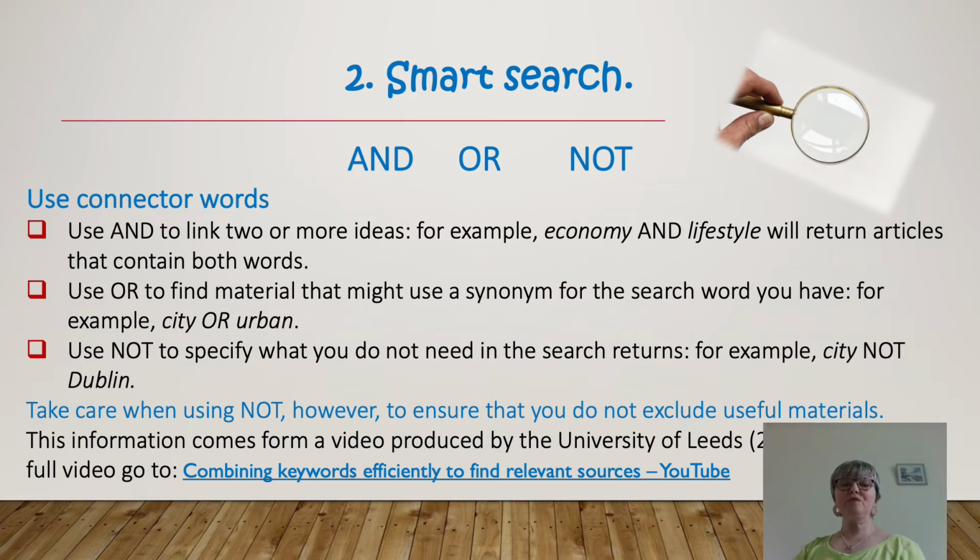Smart search. Using connector words like and, or, and not can help you to make your search returns more manageable when you're looking for articles and scholarly papers. Use and to link two or more ideas. For example, economy and lifestyle will return articles that contain both words. Use or to find material that might use a synonym for the search word you have. For example, city or urban. Use not to specify what you do not need in the search returns. For example, city, but not Dublin. Take care when using not, however, to ensure that you don't exclude useful information.